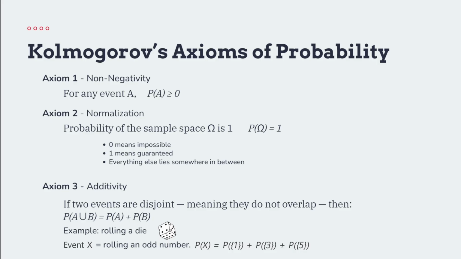This axiom turns probability into a consistent measuring system. It ensures that probabilities combine in a predictable way, just like lengths or areas do. Together, these three axioms form the foundation of probability theory. Everything else, conditional probability, randomness, even machine learning, rests on these simple ideas.